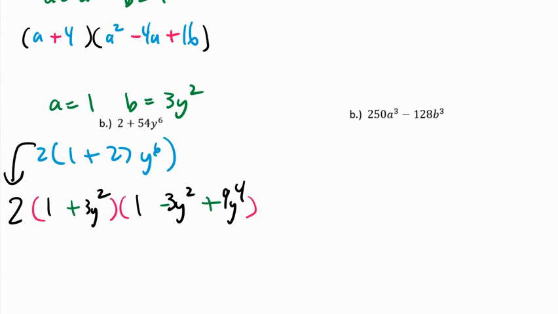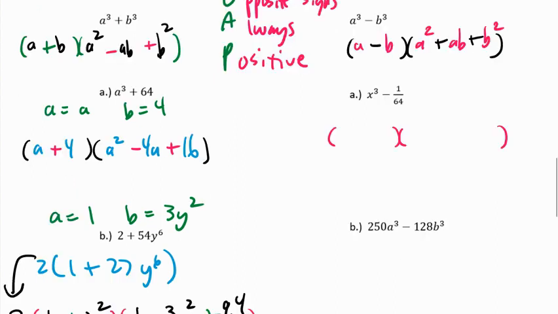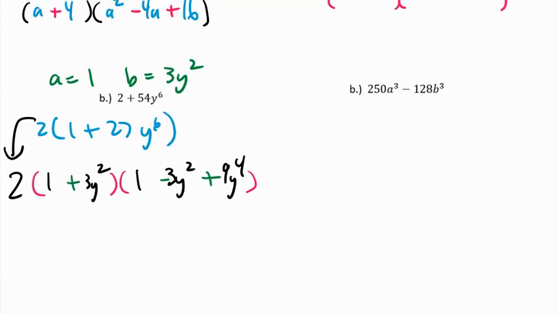The same is going to be true if it's a minus. We just change our signs. So the pattern is going to be the same sign, negative, opposite sign, positive, always positive at the end. A, B, A squared, AB, B squared. So the only thing that changes is the signs. So that's why I always start with the signs. Yes, 9y to the fourth.